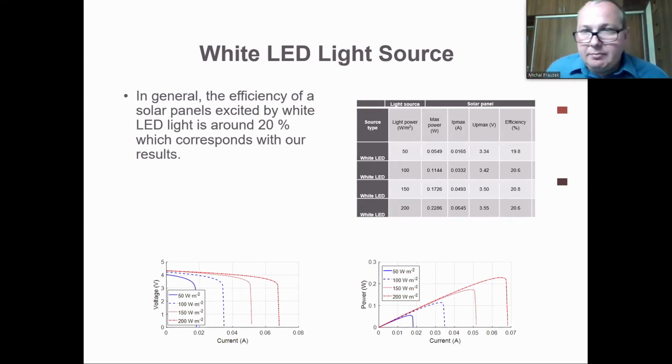In the second experiment, we are doing the 4 different intensities, as I said. So we measure the efficiency of the white light with the different intensities. And we get similar results, from 19.8% to 20.8%. So it's close to the solar illumination, it means from the sun. So the efficiency of the white LED is near to the solar illumination.